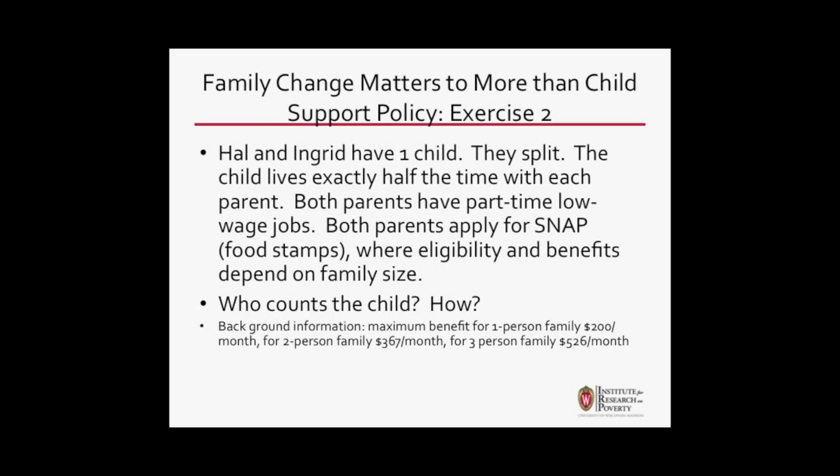So here we have Hal and Ingrid with one kid. The kid lives exactly 50-50. Both of them have part-time low-wage jobs. SNAP is the name for food stamps, those of you who are still in an old world. And eligibility and benefits don't require you to have a kid, but they do depend on your family size. Okay? So the maximum benefit if there's a one-person family is $200 a month, and if there are 2 people it's $367, and for 3 people it's $526.